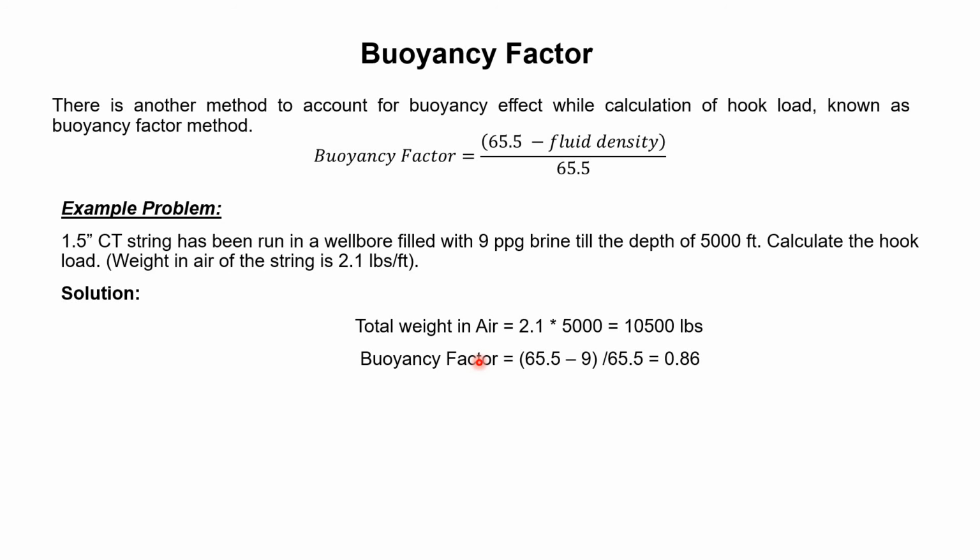The second step is to calculate the buoyancy factor. The formula for the buoyancy factor is 65.5 minus fluid density, over 65.5. The fluid density is 9 ppg, so we divide by 65.5 and get 0.86. The formula for the hook load using buoyancy factor is weight in air multiplied by the buoyancy factor. Weight in air is 10,500; we multiply with the buoyancy factor 0.86 and we get 9030 pounds hook load.